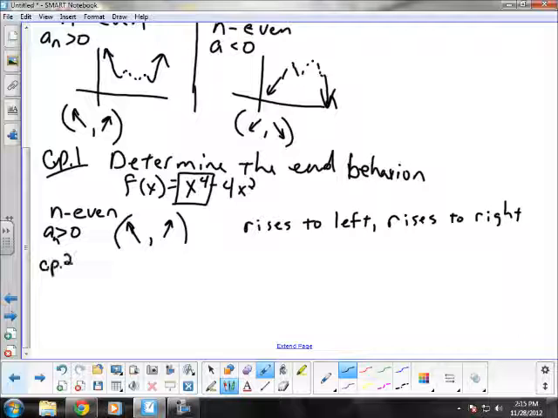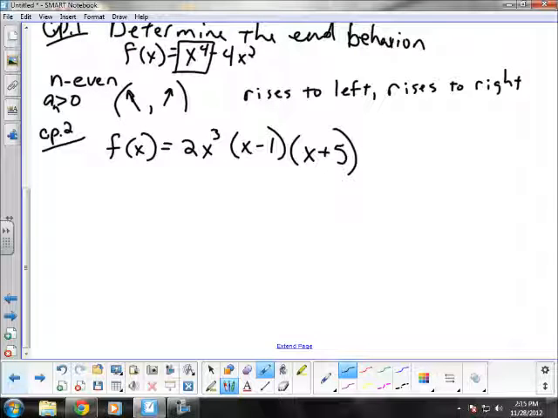Checkpoint 2 wants us again to determine the end behavior, but this time of f of x equals 2x to the third times x minus 1 times x plus 5. Now, where is my leading term? Remember, for it to be a leading term, I have to have it in the form of some number times x to a power plus or minus some number times x to a power, plus or minus some number times x to a power. Is this in the right form?